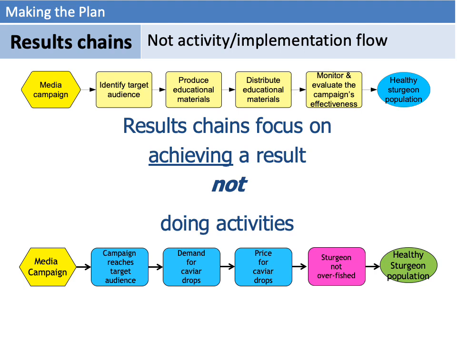Let's have a look at something that's more like a results chain. So if we have a media campaign, then the campaign will reach the target audience. If the campaign reaches the target audience, the demand for caviar or fish eggs will drop. If the demand for caviar drops, the price for caviar will drop. If the price drops, then the sturgeon will not be overfished. If the sturgeon are not overfished, then we will have a healthy sturgeon population.